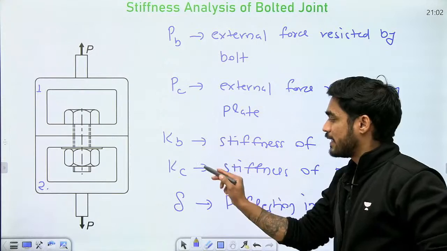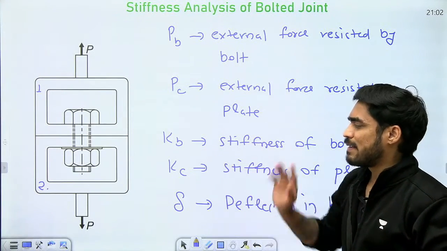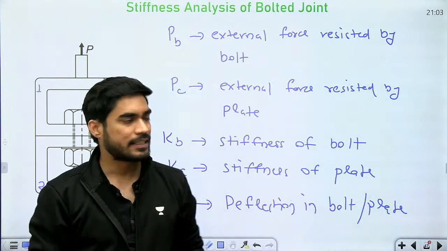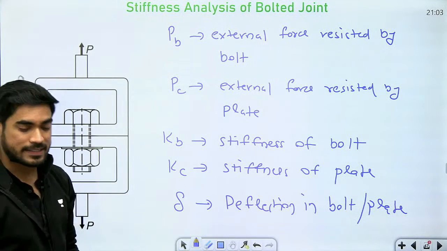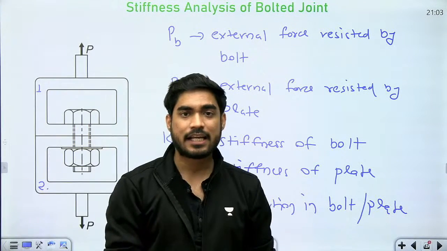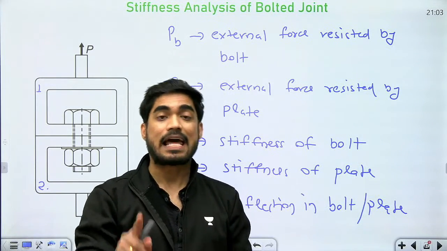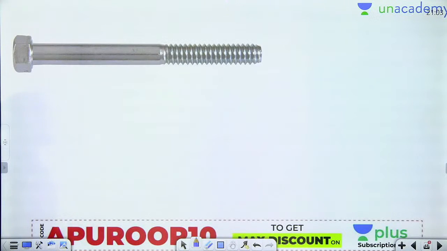Now beta, KC will be given to you directly, but KB is sometimes given directly and sometimes not. In some cases they will give you the direct value of KB, in some cases you have to calculate it. For example, there is a question in GATE in which you need to calculate the value of KB only. A question on the calculation of KB has already come. So let's understand how to calculate KB.